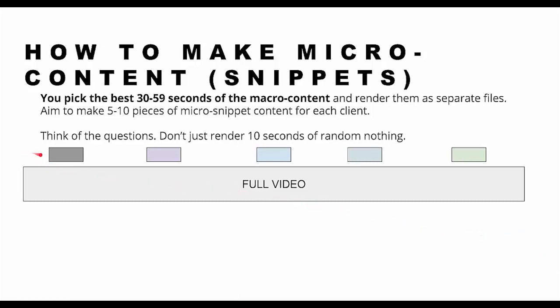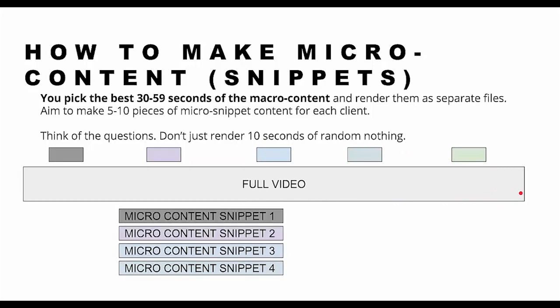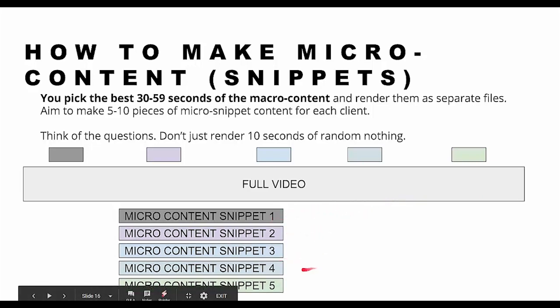Say these colored bricks right here are the different snippets you have: 30 seconds here, 59 seconds here, 20 seconds here. As long as it's entertaining and answers all the questions, you've created different micro content that you can probably share this week, next month, or three months from now. It contributes to your content library, especially on those days when you have nothing new to share.